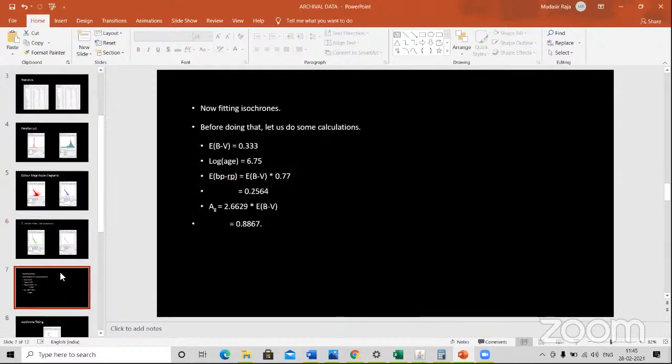After that, since we have to fit an isochrone, there must be some calculation. From the table which you provided us, we calculated the E(B-V) value, which is 0.333, and the log of age is 6.75. Since we need E(BP-RP), the formula is E(B-V) times 0.77, which gave us 0.2564. Again, the AG value is 2.6629 times E(B-V), which was 0.8867. So when we go for isochrone fitting, we have to do these corrections so that we can fit our isochrones.